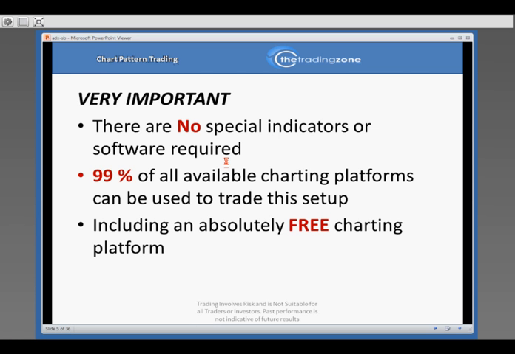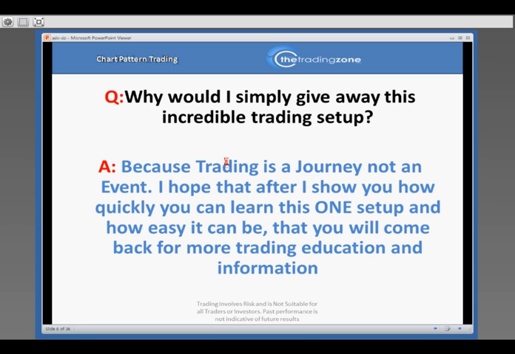So I'm a big believer in, as I pointed over here, very important, there are no special indicators and no special software required. 99% of all charting platforms can be used to trade the setup that I'm going to show you, including an absolutely free charting platform that I'll show you how to use as well. All right. So if you like what you see, you can do it on basically any charts out there. I've yet to come across a platform that didn't allow for this setup.